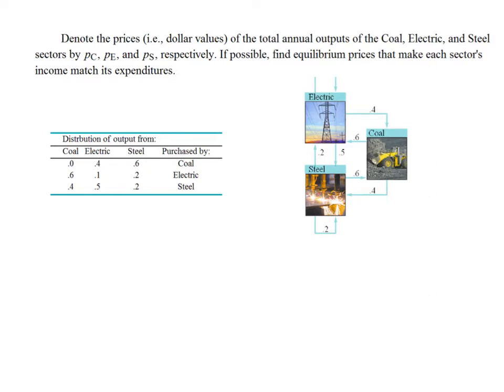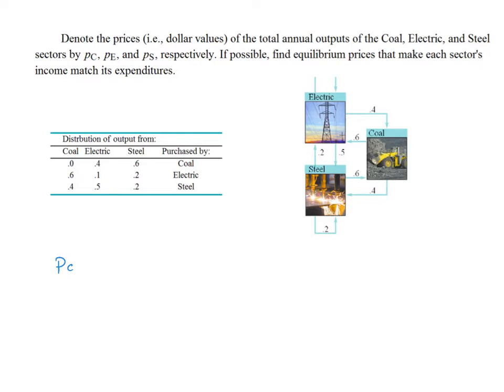Now, the first step in analyzing this problem, once we've looked at all that general overview, is identifying what each industry is purchasing. So we're going to write down an equation for what the coal industry is purchasing, the price of coal.